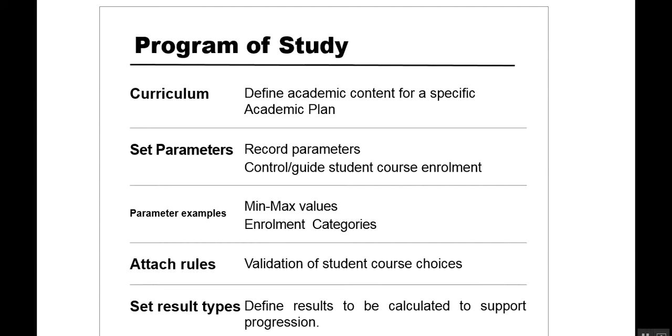And we also have result types in a program of study. These are results that are essentially used in progression and degree award calculation. So it could be number of failed credits for a stage, number of passed credits for a stage, average mark for a stage, or average mark for the program of study. These all need to be added to the relevant records in a program of study, and they will then be populated by rules as the student progresses to provide information that we need for progression and degree award. Okay, so that's the program of study.